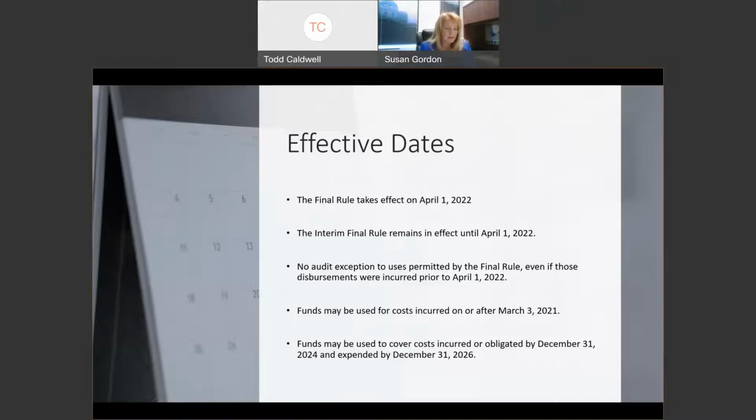And then, of course, this rule has been around since the beginning. The funds that you received can be used for costs incurred on or after March 3rd of 2021. And then the funds can be used to cover costs incurred or obligated by December 31 of 2024 and expended by December 31 of 2026. So there's still a lot of time available to use these funds for this grant.